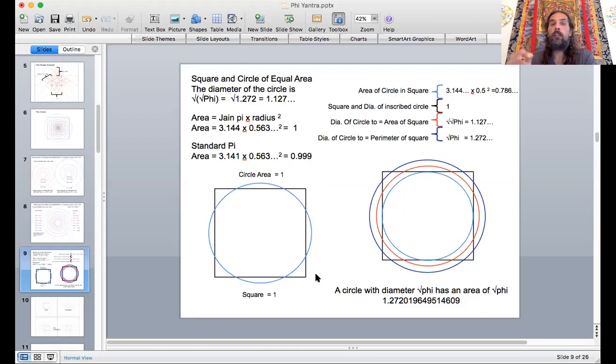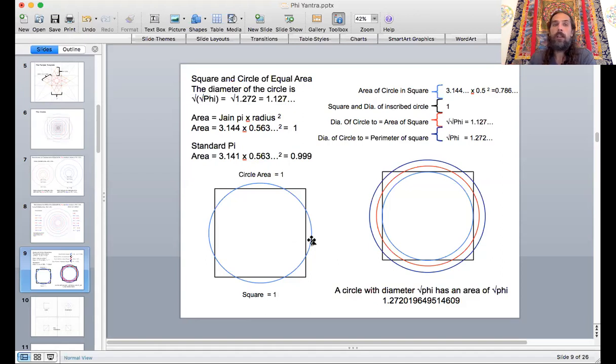Just playing around with the numbers, I decided to go, well, what's the square root of the square root of phi? So it's the square root of 1.272. Well, that's 1.127. And 1.127 just happens to be, when you calculate the area of this circle, you take the radius, divide the 1.127 in half and you get 0.563, and you square that. Then you multiply it by the Jain pi. And when you do that calculation, the area of that circle is 1.